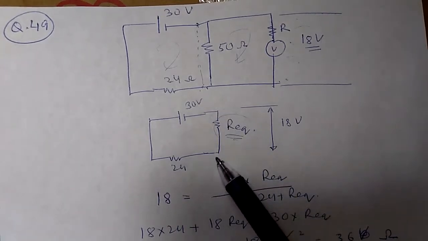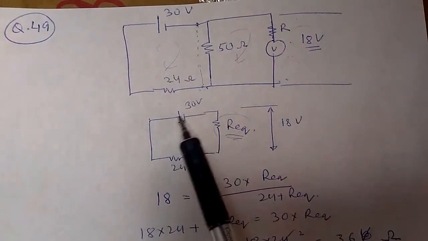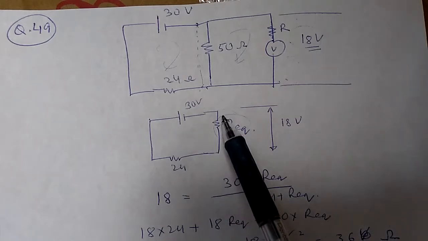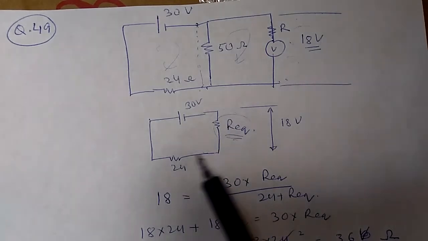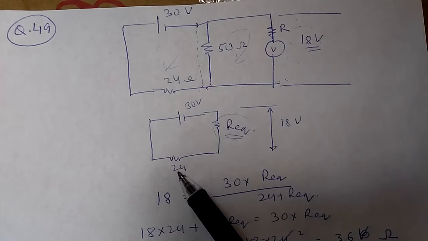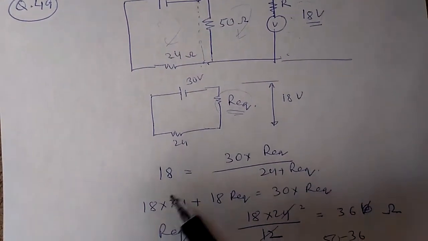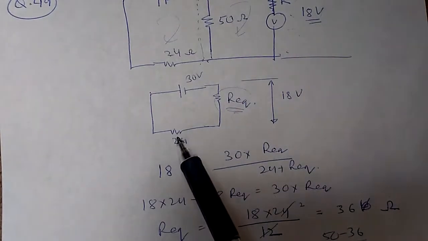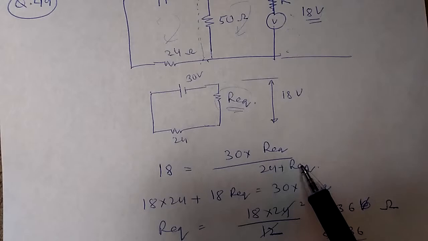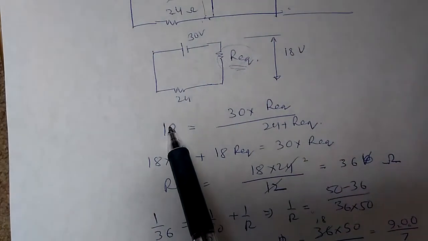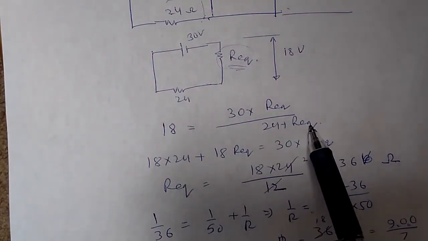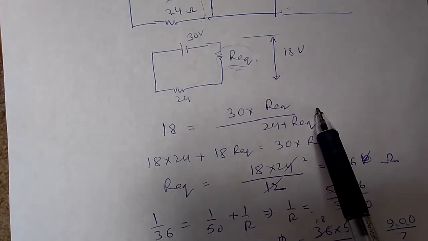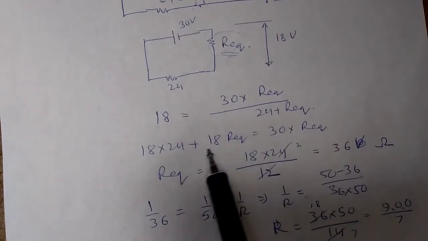So Req here can be found by this voltage divider. This 30 volt gets divided across 24 ohm and Req, and that division depends upon the relative values of 24 and Req. So the voltage across this will be 30 volt multiplied by Req divided by 24 plus Req. From here, 18 into 24 plus 18 into Req equals 30 into Req, so 30 into Req minus 18 into Req becomes 12 into Req.